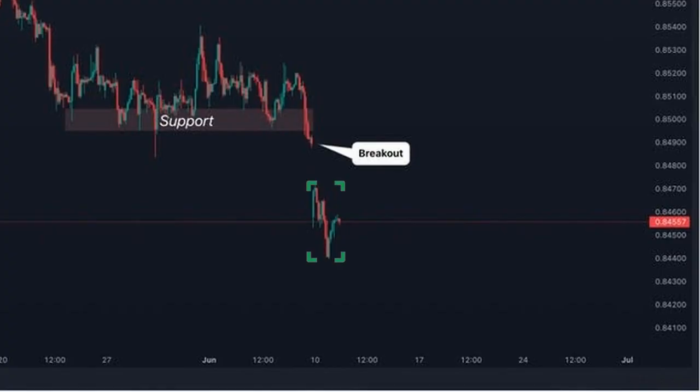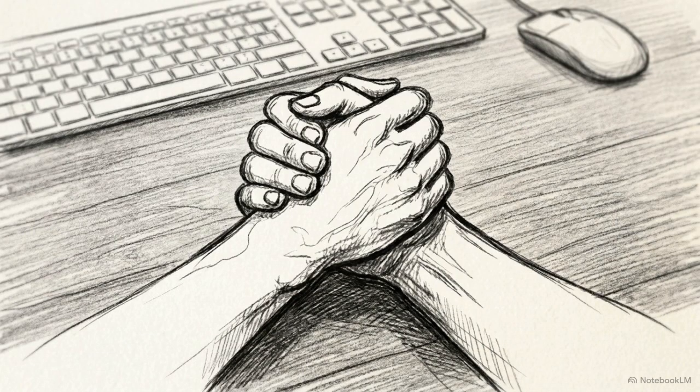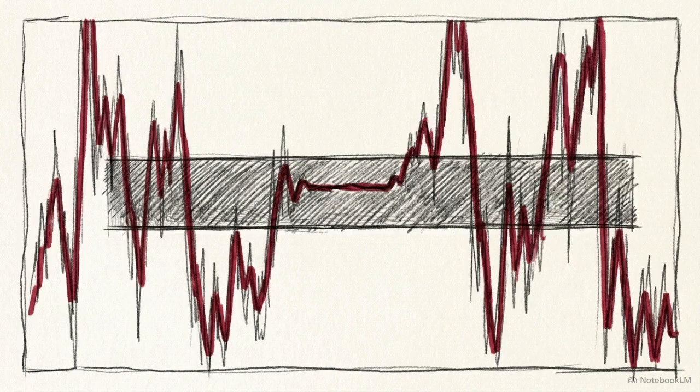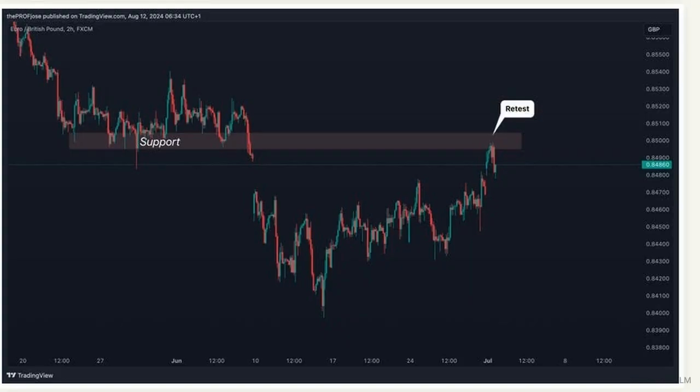Entering right now exposes you to a sudden reversal. Sitting on your hands during this initial break protects your capital. It filters out the erratic volatility that frequently forces impatient traders into losing positions. Here, green candles creep back up.